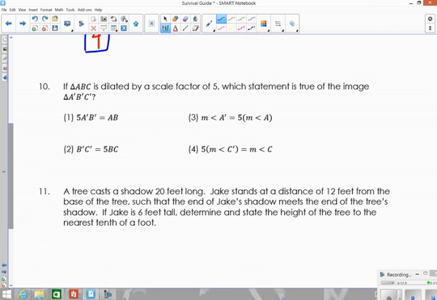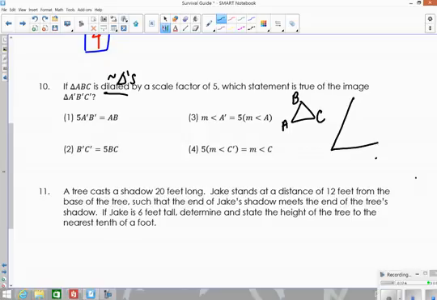Example number 10 is talking about a dilation. Whenever we have a dilation, that again means that we have similar triangles or similar figures. So basically we're starting with triangle ABC, and I'm just going to sketch that. It's dilated by a scale factor of 5, so A prime, B prime, C prime is going to be 5 times larger. It wants to know which statement is true about A prime, B prime, C prime. So we know that this was times 5 from the dilation.